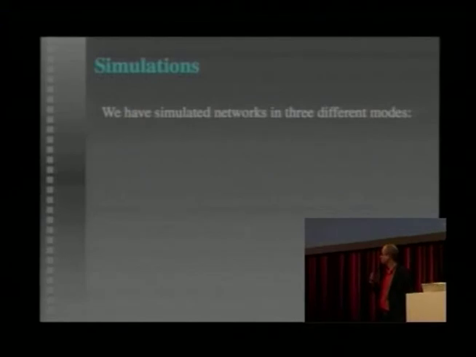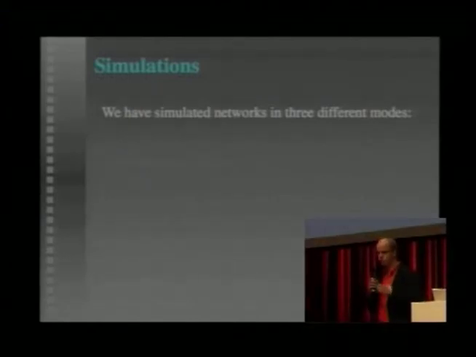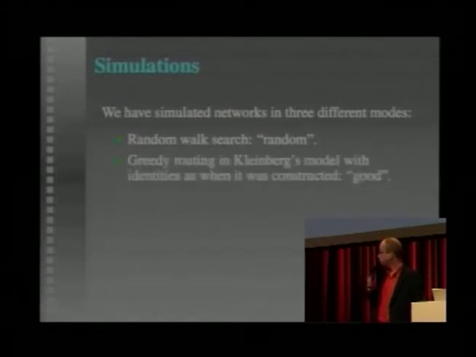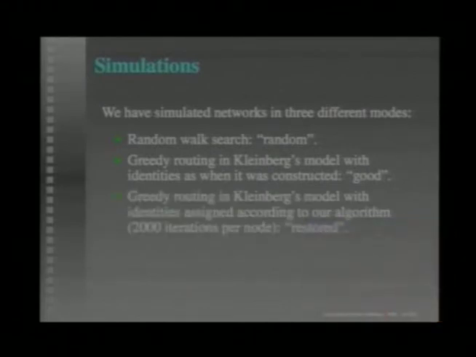We're just going to show some results from bigger simulations, where we've done simulations of very large networks rather than the 225 node tiny little network that we did up here. I'm going to compare the random search, which is just walking around randomly looking for someone, with the way greedy routing would work when the network is generated, which is always going to be very good. And then we're going to look at our algorithm, how close can we get back to the original after doing about 2,000 iterations per node of the algorithm.